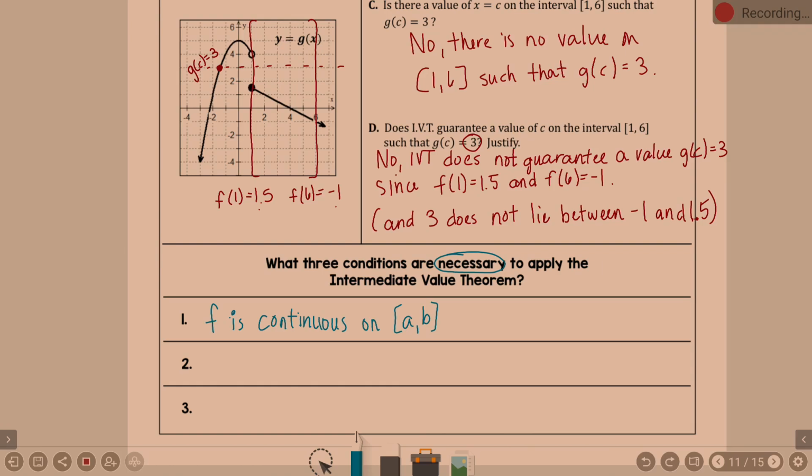We didn't really use this one, but it mentioned the fact that the endpoints cannot be equal. So in other words, you can't have f of a and f of b being on the same line. And that comes with, you know, we don't know what the graph does in between, but we can't guarantee it does something.